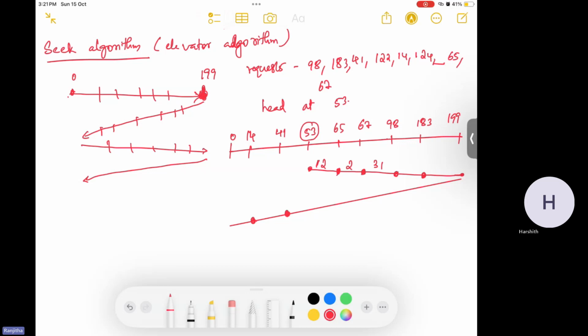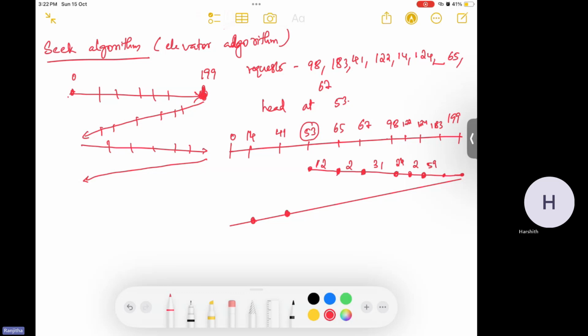Oh, I missed 122 and 124 in the diagram. Sorry. So we have 122, 124, and 183. Okay, so this is 2, and this one: 98 and 122, we have 24. This is 2, 59. Then 183 to 199.